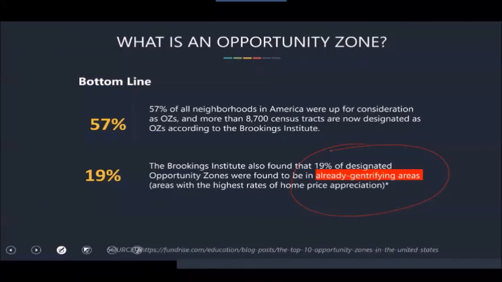So keep in mind, if you're an investor, you want to go and find these 19% of opportunity zones that were gentrifying to reduce your risk as an investor. I certainly am going to do that for my fund, the opportunity zone fund that I'm creating.